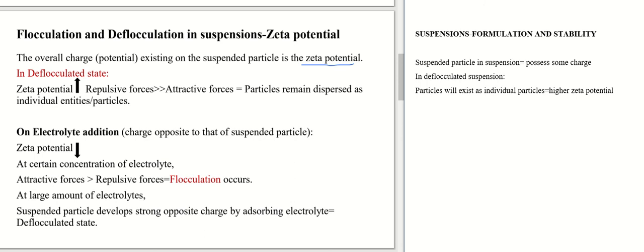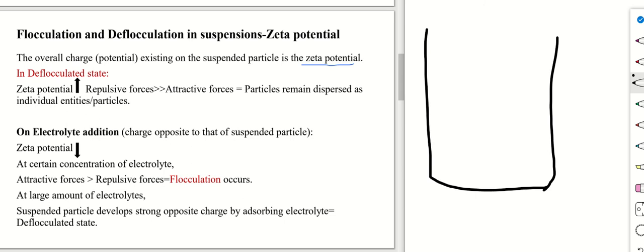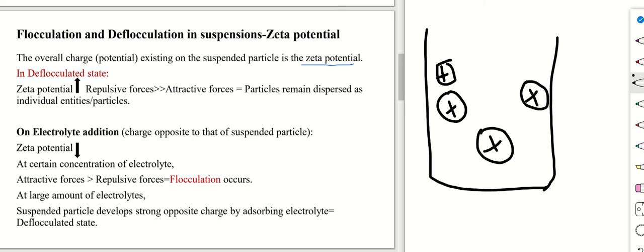Now, let's see here. Consider this as a beaker having positively charged drug particles. These drug particles, having the same positive charge, will have repulsive forces, so that all these particles will remain as individual entities and they will not have any attractive forces.